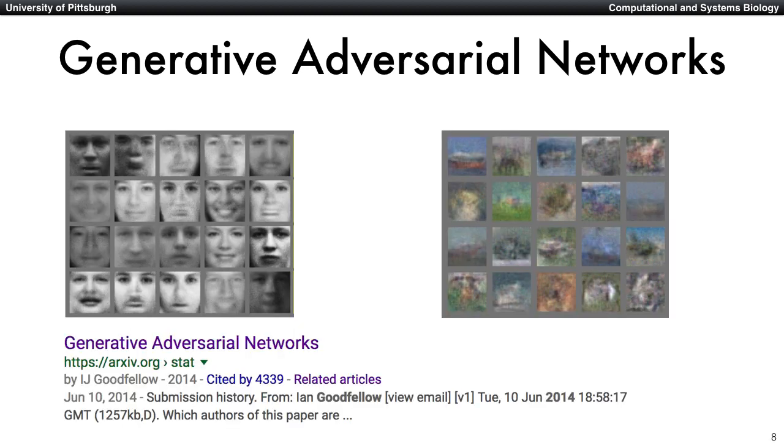This was the seminal paper, 2014. That's 4 years ago, right? 4,339 citations last night. I checked again this morning. There was 50 more. And this was what they did. So these are kind of faces, right? They have 2 eyes, they have a nose, they have 1 or 2 mouths. They kind of look like faces, right?